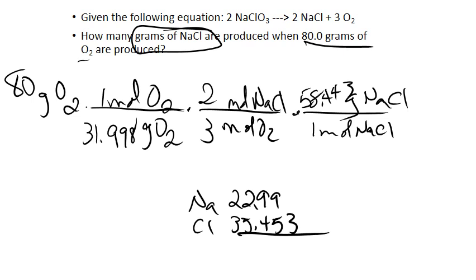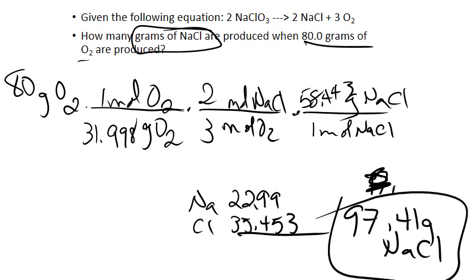All right, and then I'm gonna start with my calculations. 80 divided by 31.998 times 2 divided by 3 times 58.443. And for my answer, I'd get 97.41 grams of NaCl.